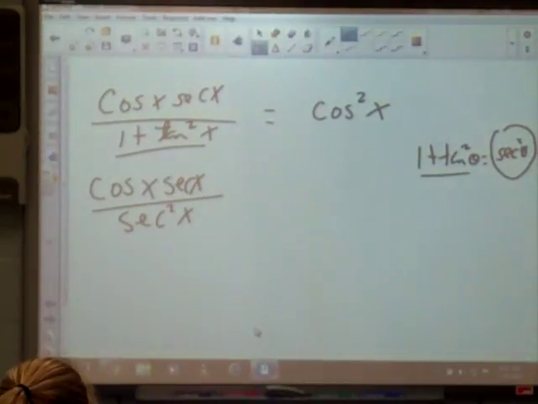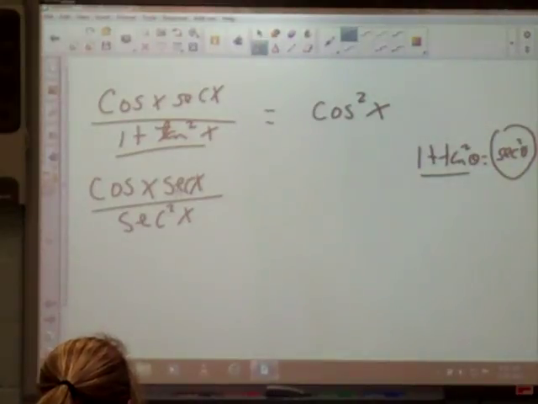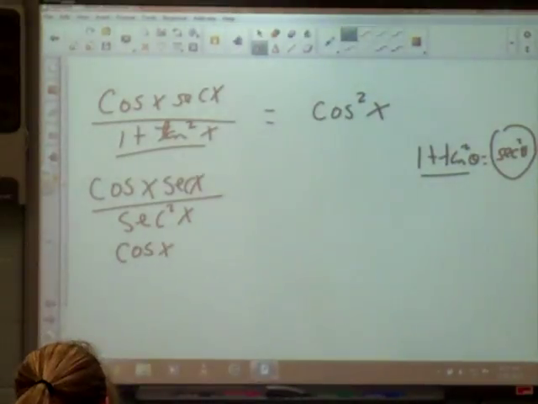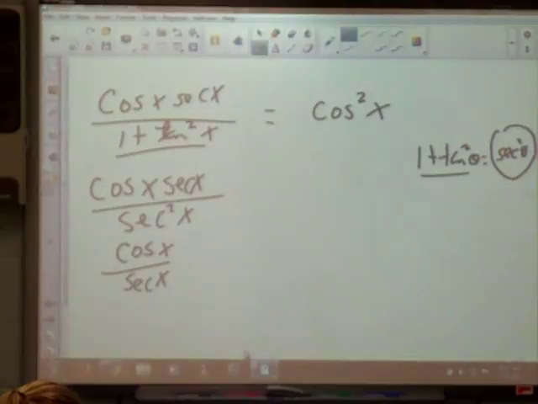Okay, now like before, we can reduce this one. This one they're not separated by a plus or minus sign, so I'm not going to rewrite it as two things like I did before, but I can reduce those secants, right? So the secant on the top is going to go away. It's just going to be cosine on the top, and then a secant to the first on the bottom.